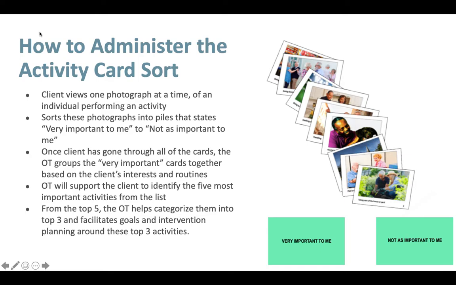Once the client has gone through all of the cards, the occupational therapist groups the very important to me cards together based on the client's interests and routines. Then the therapist will support the client to identify the 5 most important activities from the list. From the top 5, the occupational therapist will help categorize them into top 3 and facilitate goals and intervention planning around these top 3 activities.